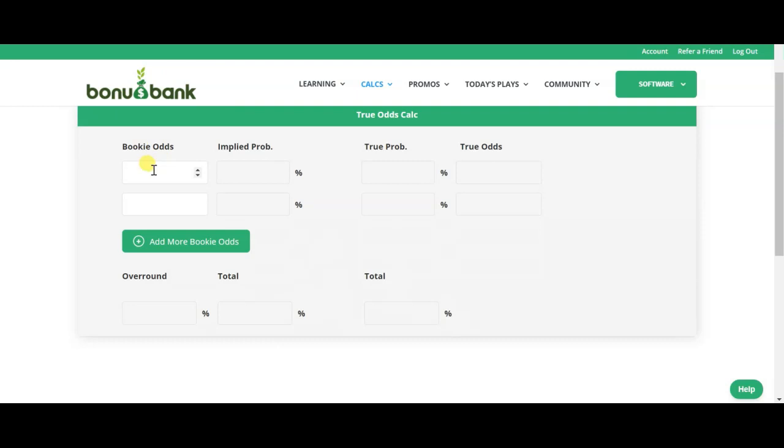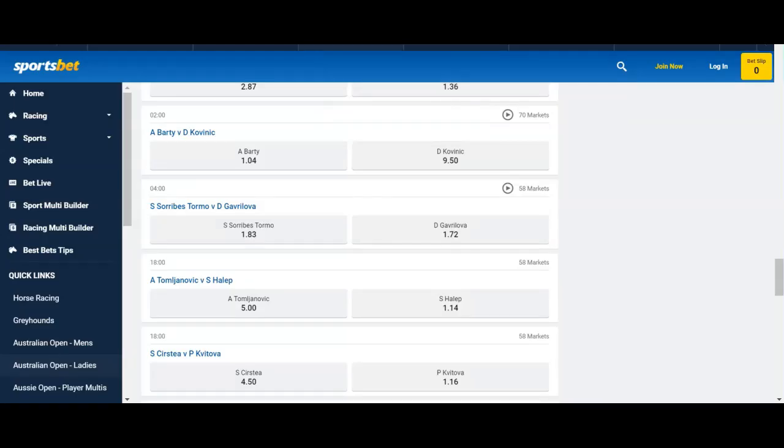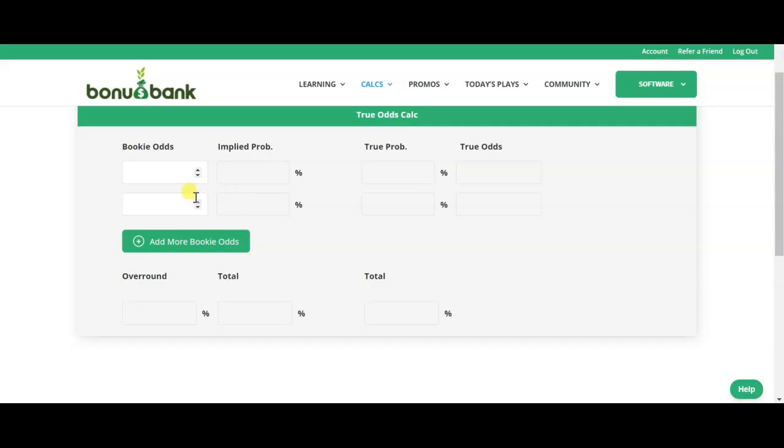So I'm going to give you an example. The first one, I'm going to have a look at Sportsbet here. The Australian Open tennis is on right now. Sportsbet have got a great promotion for it, but in exchange, they're offering terrible, terrible odds. And this is probably the worst example of it. We've got a head-to-head market with odds of 1.83 and 1.72. So I'm going to put that into the calculator.